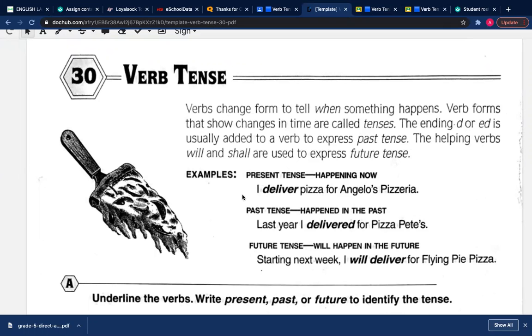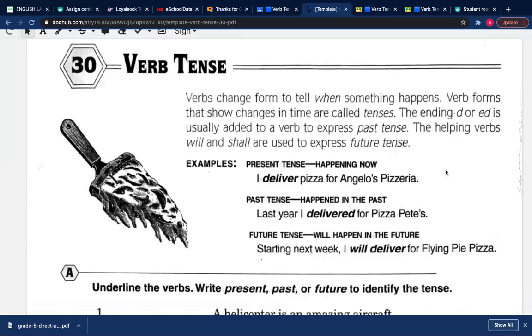Another example is I call Mrs. Trudenik when I need help with something. Okay, past tense, it happened in the past. Okay, last year in the past, I delivered for Pizza Pete's. Okay, notice the ed on the end. The D or ED is added to a verb to express past tense for most verbs, okay?